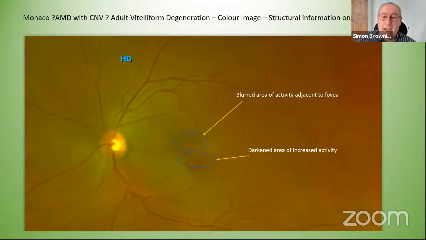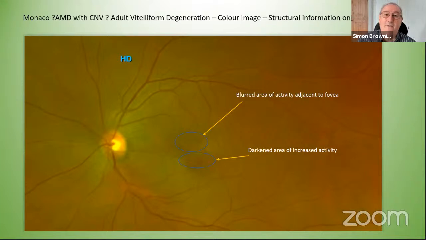Now, again, this is using the Optos Monaco. We've got the patient sat there. We've got this image here. There's a bit of activity going on in the center. There's a sort of blurred area of activity adjacent to the fovea. There's a darkened area of increased activity by the looks of it below. But what is it? Is it macular degeneration with neovascularization?